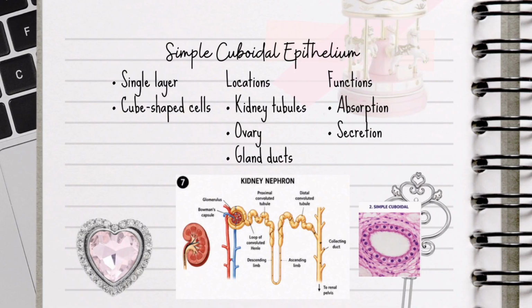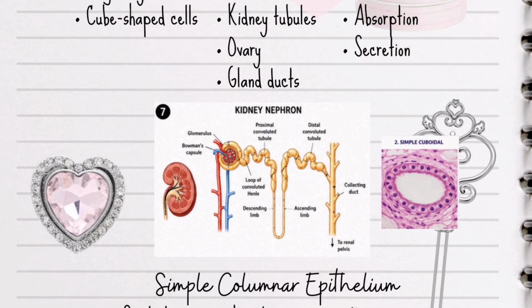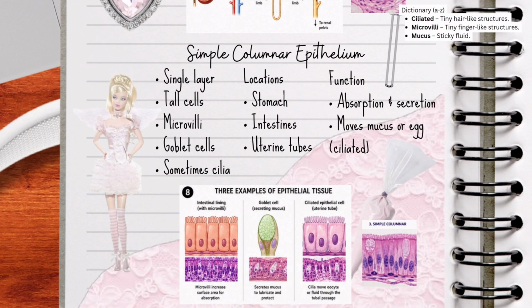For some organs, absorption isn't the only job, they also need protection. As food moves through your digestive system, your body must absorb nutrients efficiently while also protecting the lining of the digestive tract. This is the role of simple columnar epithelium. These cells are taller than they are wide, allowing them to contain more organelles for absorption and secretion.